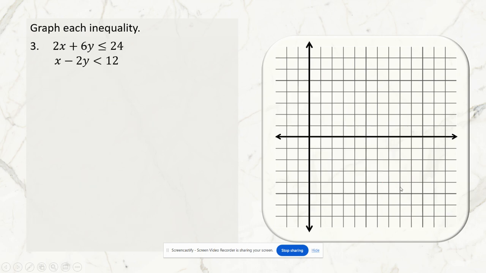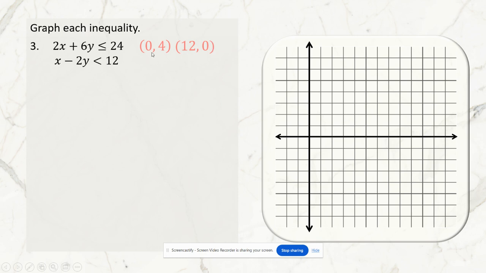Okay, now moving on to number 3. We have 2x plus 6y is less than or equal to 24, and x minus 2y is less than 12. Now for this one, there's a couple different ways we can do this. Now notice the step that we showed right here. We have 0, 4, and 12, 0.